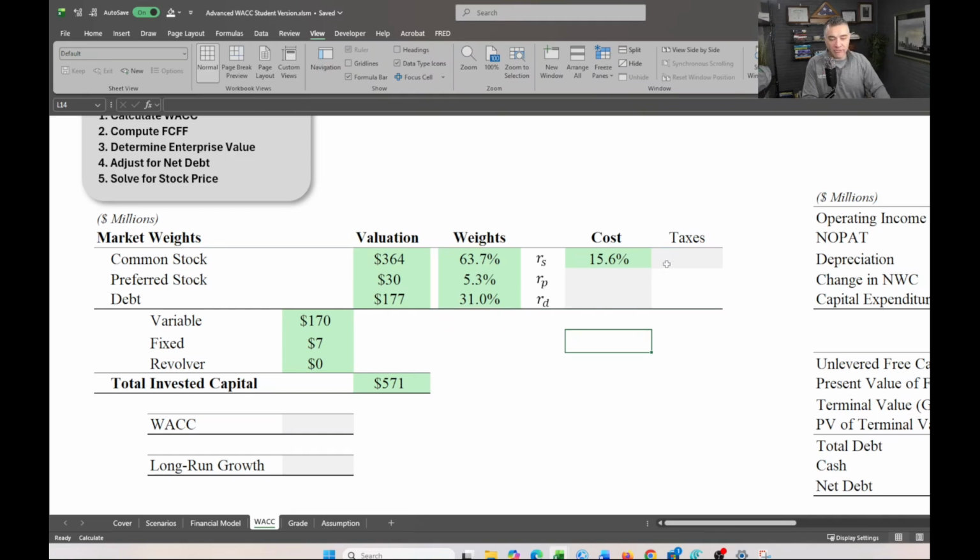Got a couple more things I want to fill in here. I'm going to fill in taxes. I call that tax rate. That's going to be the 21%.